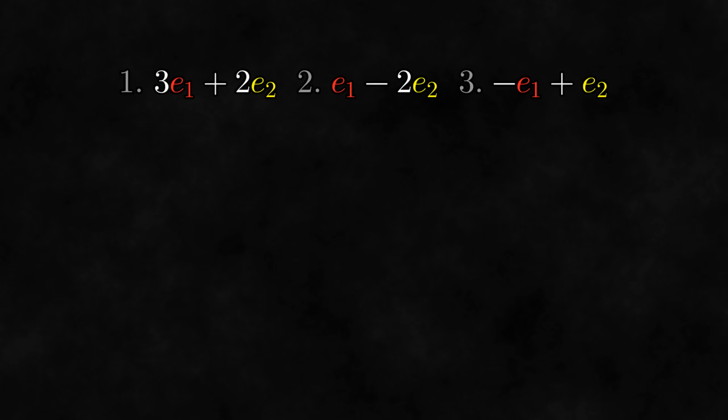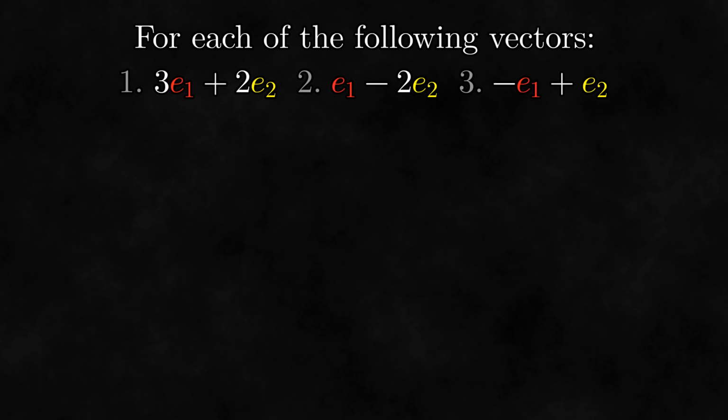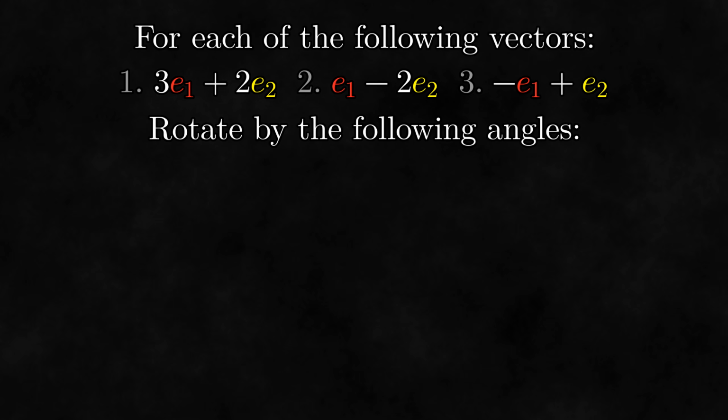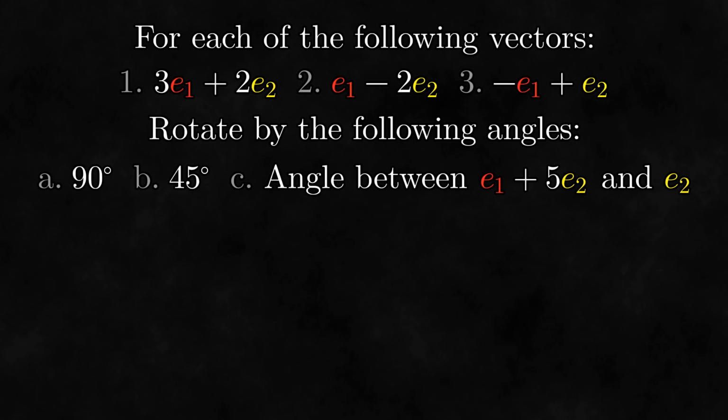Here, let's do an exercise to get better acquainted with this process. Here are 3 vectors. For each vector, I want you to rotate it by 3 different angles. The first angle is 90 degrees, the second angle is 45 degrees, and the third angle is the angle between e1 + 5e2 and e2. So yes, I want you to calculate 9 different rotations. Make sure you get the magnitudes right. Again, rotations don't change magnitude, so you need to make sure that you normalize where you need to ensure that this is the case. Please pause the video and calculate all of these rotations.